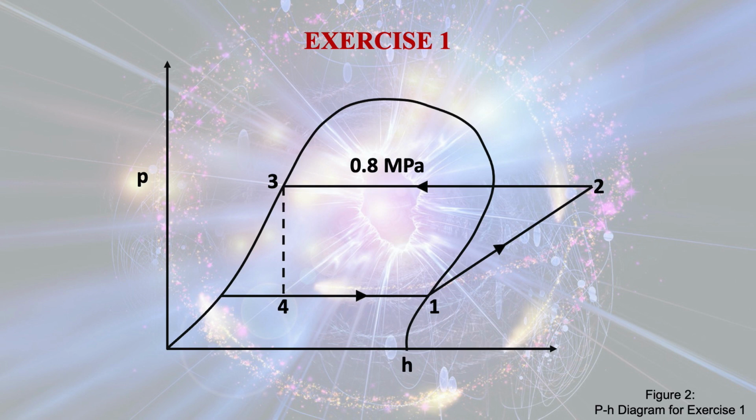So enthalpy at state 3 is equal to enthalpy at state 4, and the net refrigerating effect is H1 minus H4. The compression work is H2 minus H1, and the COP of the refrigerator is the net refrigerating effect divided by the work done. So COP will be H1 minus H4 whole divided by H2 minus H1. Now let us see how we can solve this problem by getting this data.